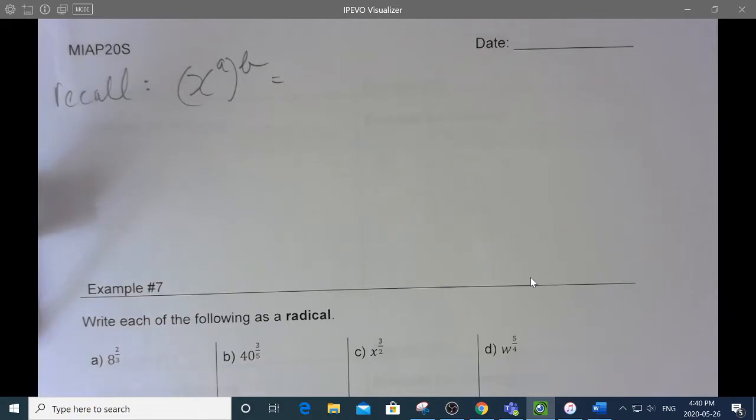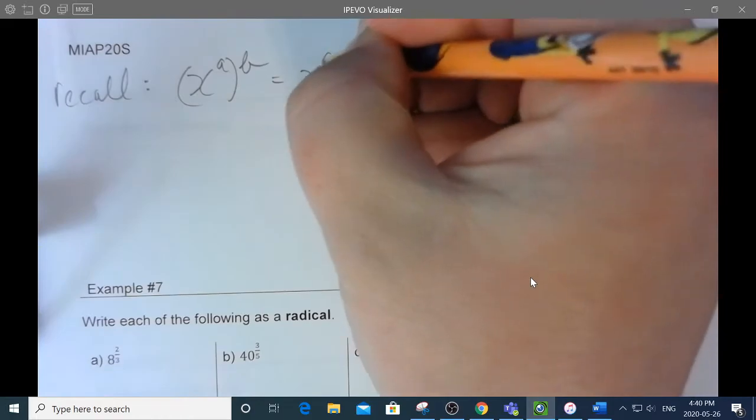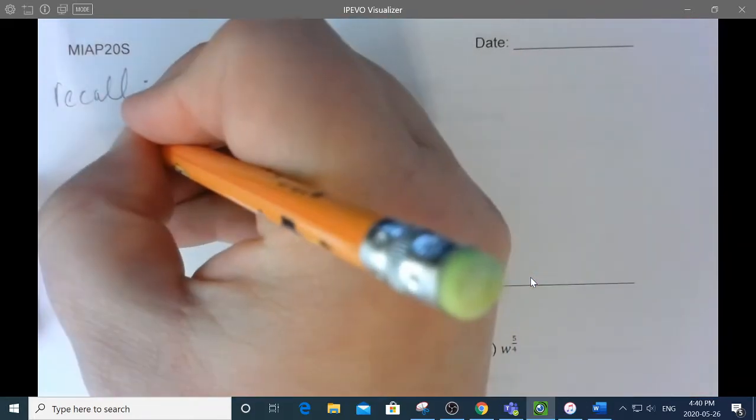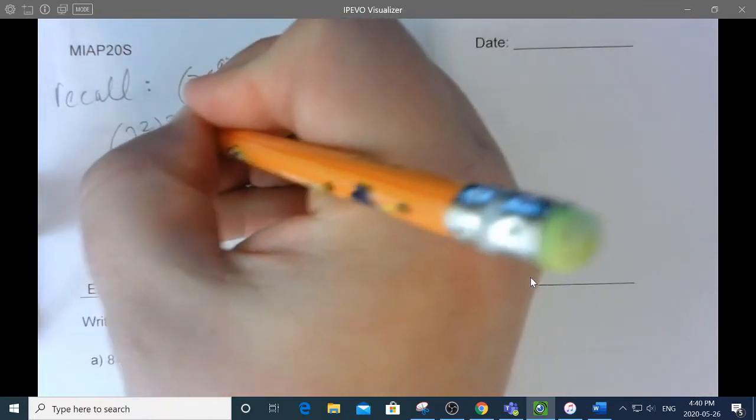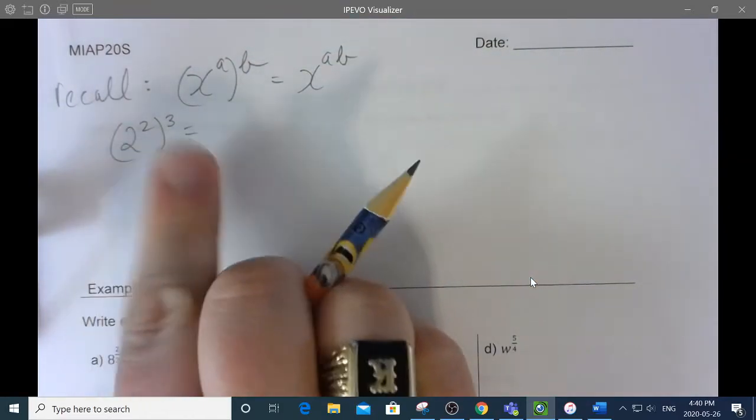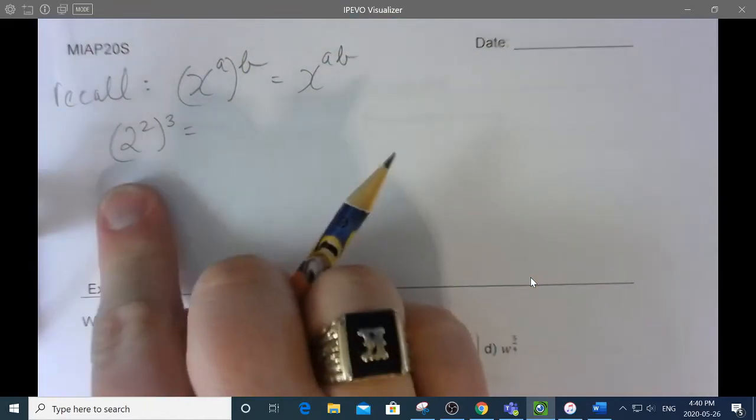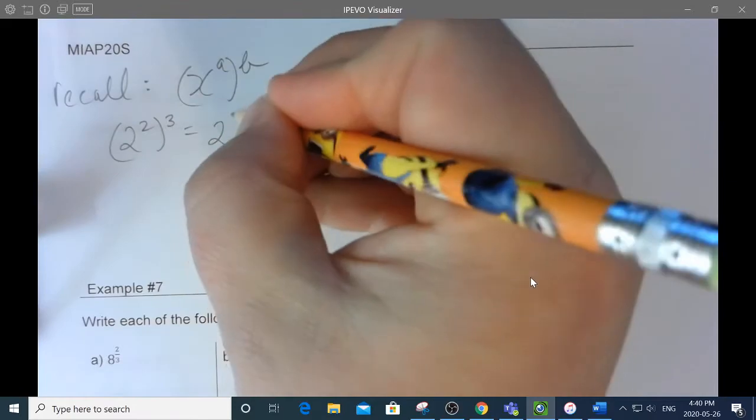Is everybody right now saying at their screen, you multiply them? Because that's right. It's x to the AB. You don't add them, right? If you have 2 squared cubed, that's like saying 2 squared times 2 squared times 2 squared, which would be 2 plus 2 plus 2, which would be 6.